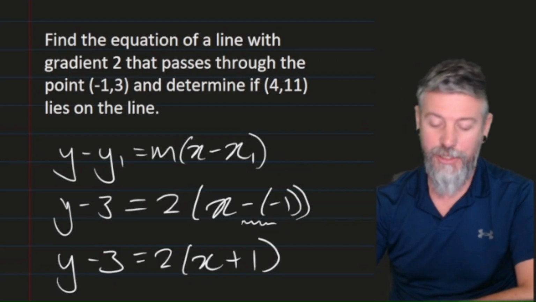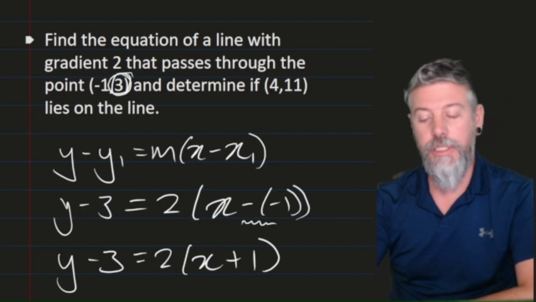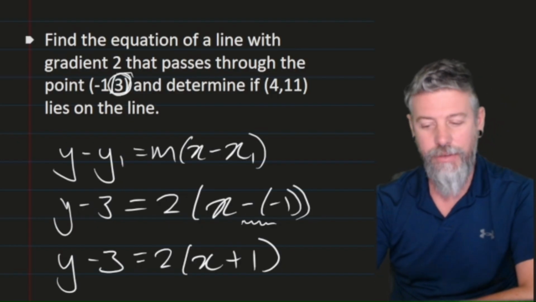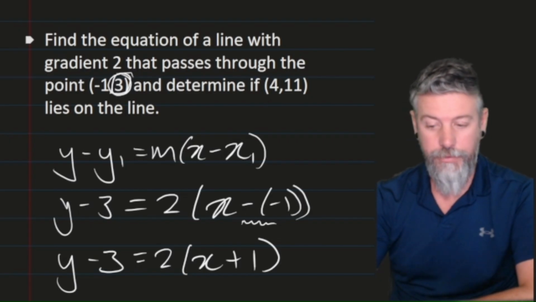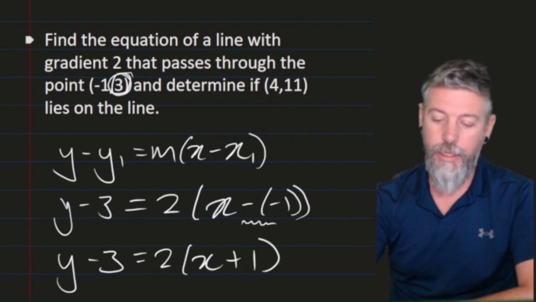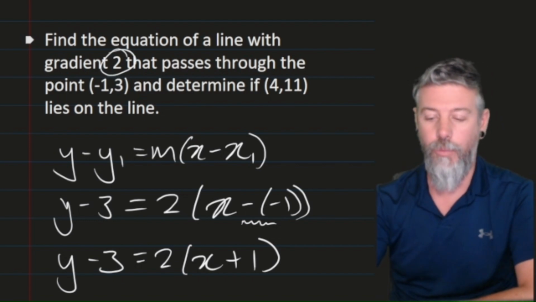Hopefully you thought to yourself, because the y value of 3 was back in this point at -1, 3. The line can't still be at 3, at a height of 3, when it's moved along 1, especially when it has a gradient of 2. It has to have gone up somewhat.